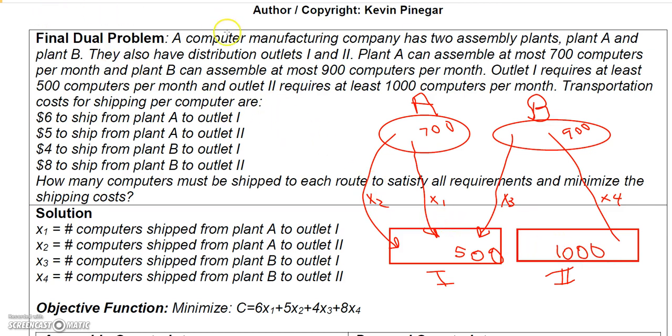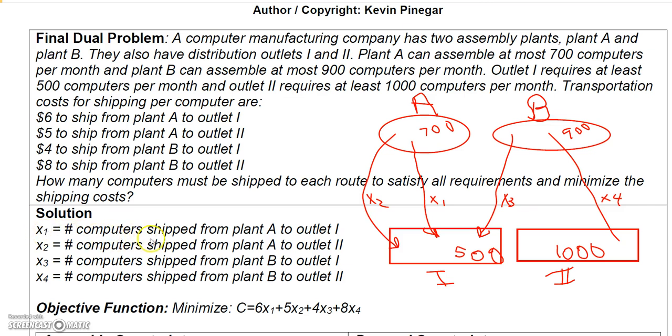Now, the transportation costs for shipping per computer are $6 to ship each computer from Plant A to Outlet 1, $5 to ship each computer from Plant A to Outlet 2, $4 to ship each computer from Plant B to Outlet 1, and $8 to ship computers from Plant B to Outlet 2. Then it asks how many computers must be shipped on each route to satisfy all requirements and minimize the shipping cost. Since I need to know how many computers go along each route, let my variables represent the number of computers shipped on each route.